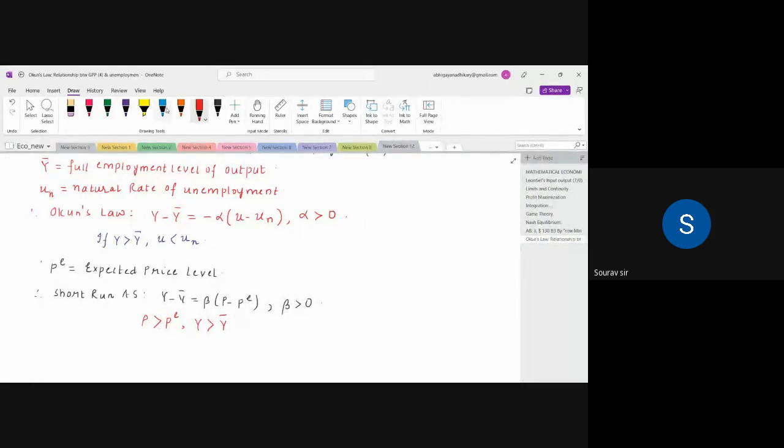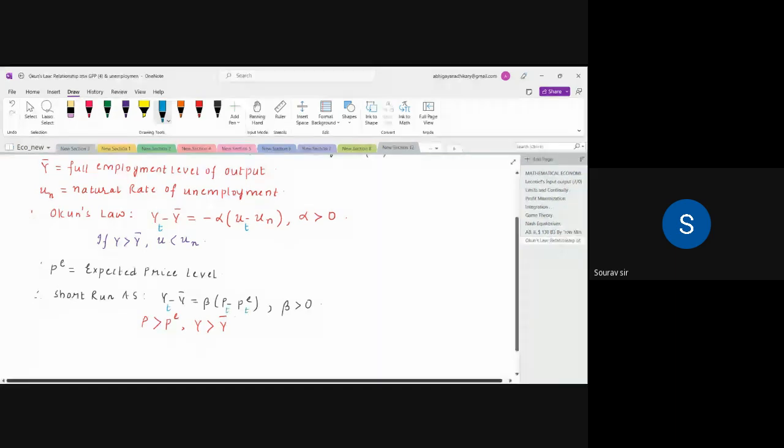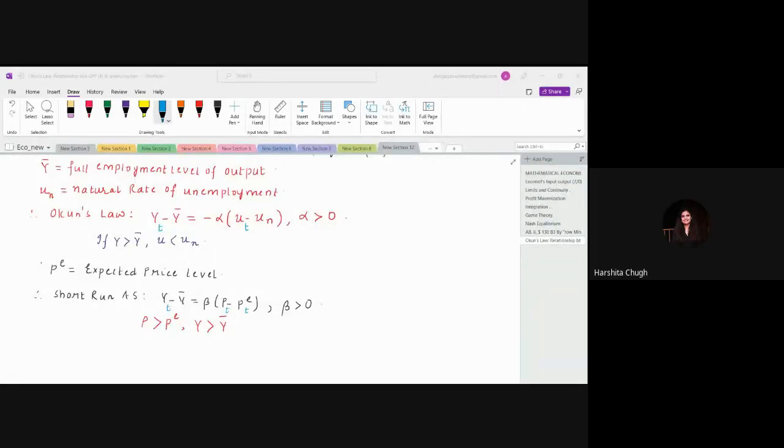Now, if I put some time subscripts, Harshita, where would they go? In the Okun's law equation, it would be yt minus y bar equals minus alpha times ut minus un. Correct? And in the short-term aggregate supply, where? Yt minus y bar equals beta times pt minus the price expected in period t. Okay? Understood? Yes, sir. At a point in time.